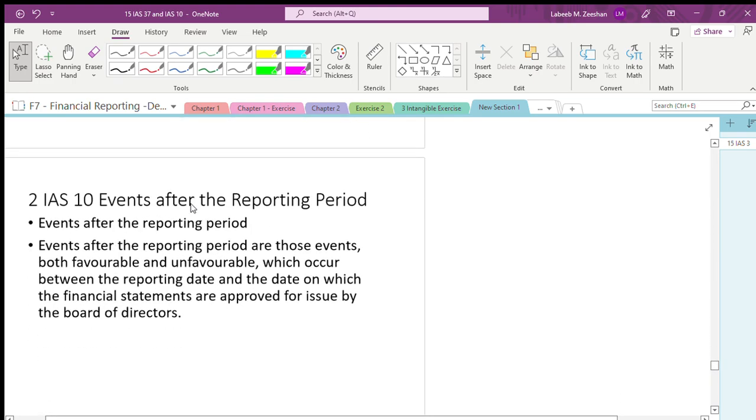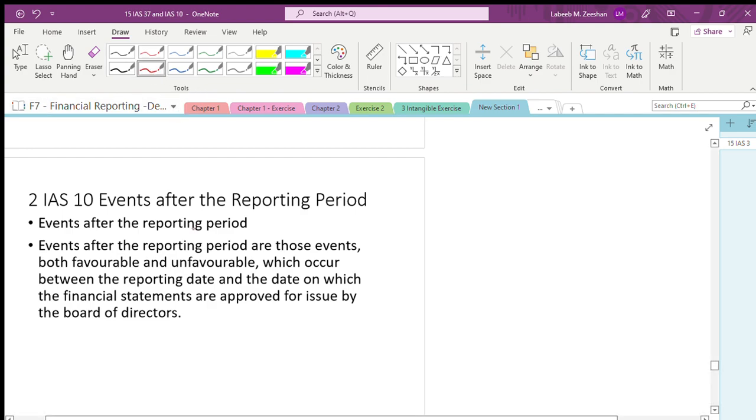Is it right? Now, this is the second part. The first part is IAS 37. The second part is this. I will have a small review on this and we will stop. What is IAS events after the reporting period?